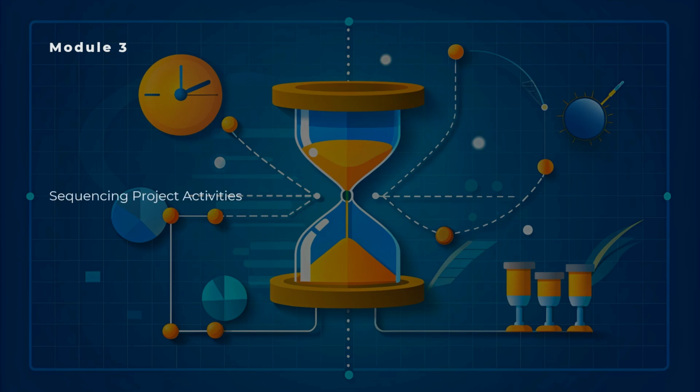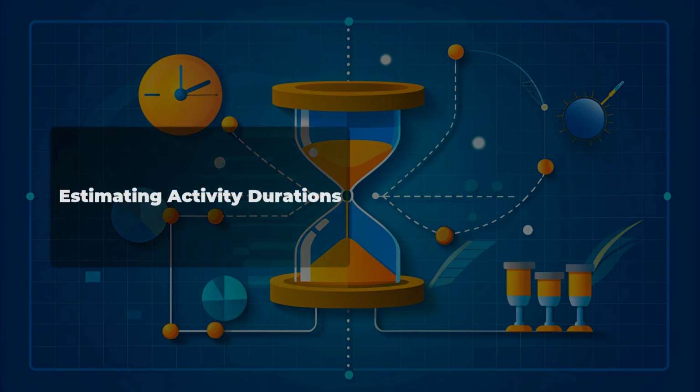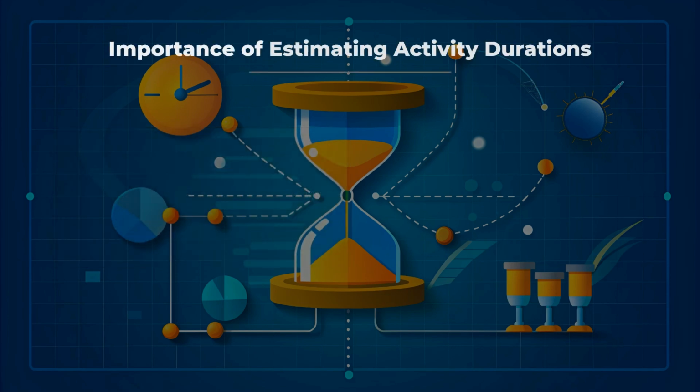In the previous module, we covered the topic of sequencing project activities. Today, we'll focus on the importance of accurately estimating activity durations, which is a critical aspect of effective project management. Accurate estimates are crucial for resource allocation, identifying critical activities, and managing stakeholder expectations. Let's dive into these key points.